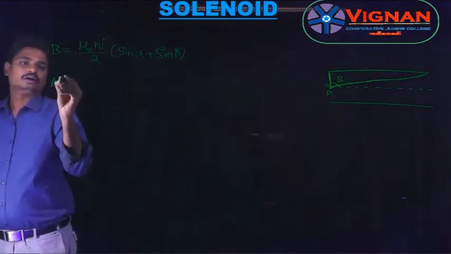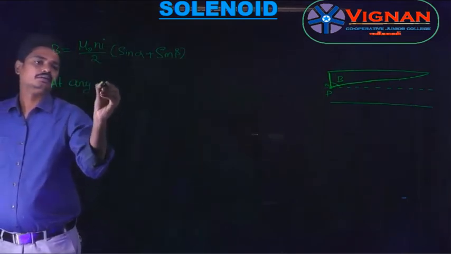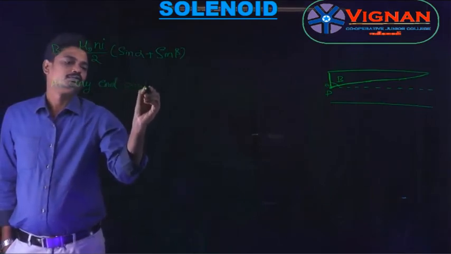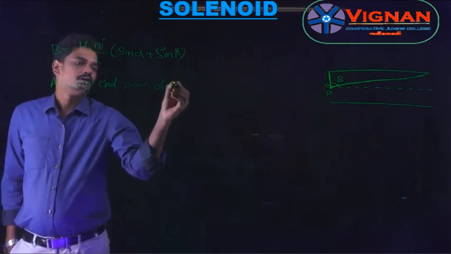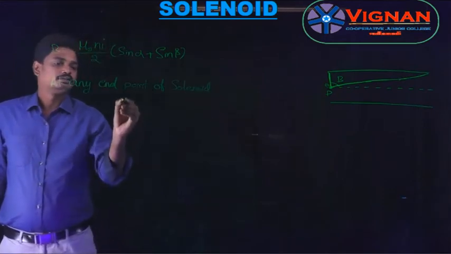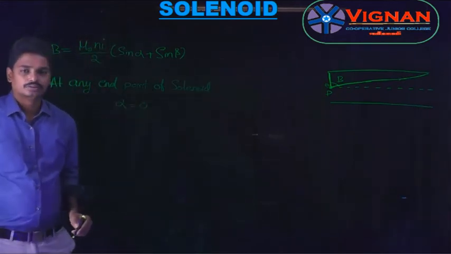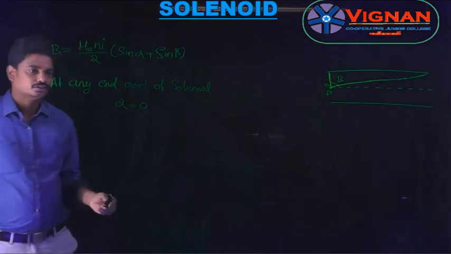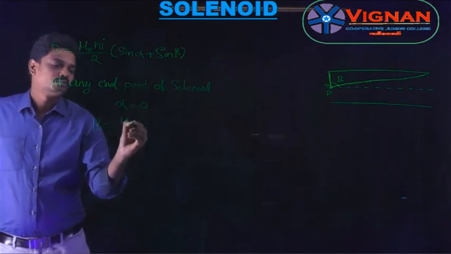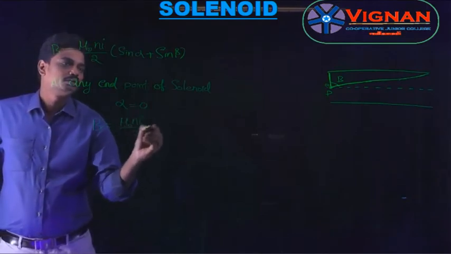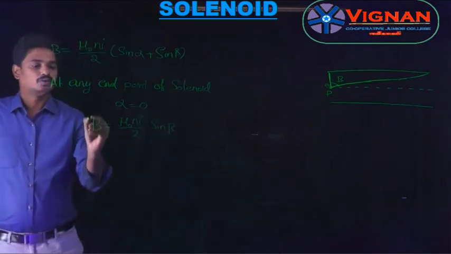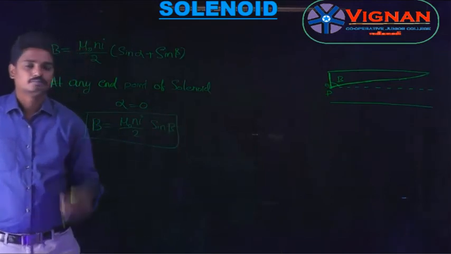So at any end point of the solenoid, alpha is equal to 0. Here we are considering alpha as 0. Then the value of B is equal to mu naught Ni by 2 into sine beta.